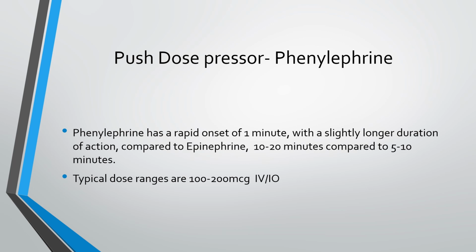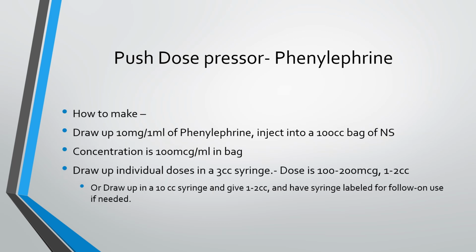Push-dose phenylephrine has a rapid onset of about 1 minute, slightly longer duration of action compared to epinephrine, 10 to 20 minutes compared to 5 to 10. Typical dose range is 100 to 200 micrograms. So what you do, you take a 10 milligram, 1 ml of phenylephrine and inject it into a 100 cc bag of NS. Concentration in the bag is technically slightly off that, but close enough, of 100 micrograms per 1 ml. Draw out 10 cc's or 3 cc's even, and your dose is going to be 1 to 2 cc's or 100 to 200 micrograms of phenylephrine. And go label it and use it.